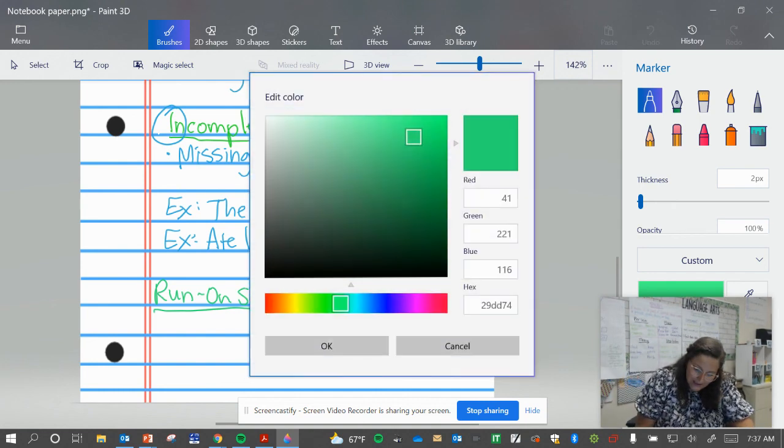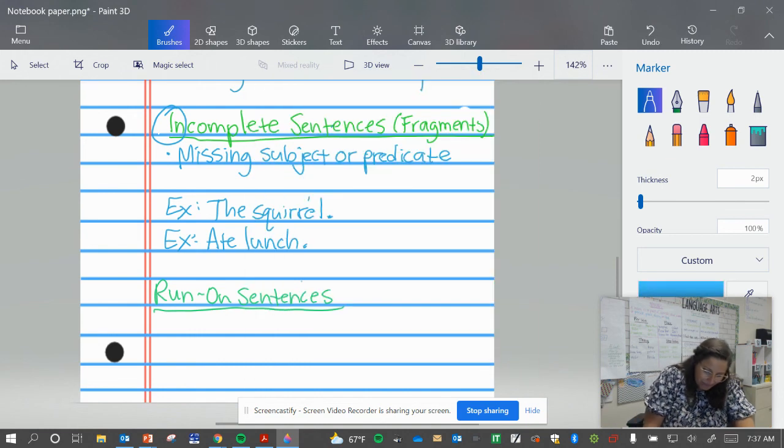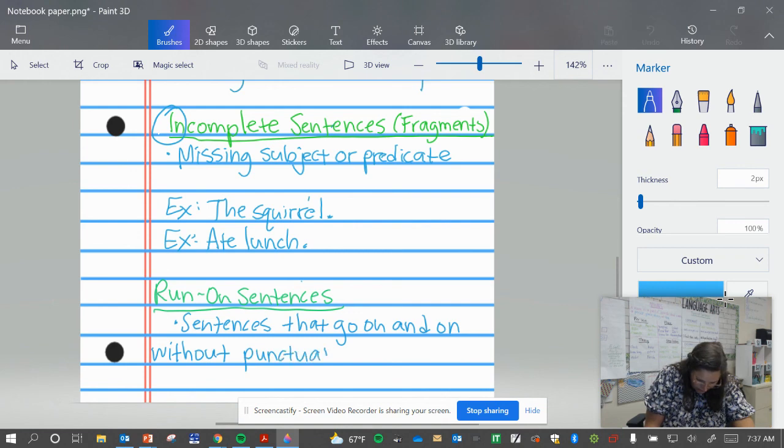So run-on sentences are sentences that go on and on without punctuation. Okay, without punctuation. So if I stick some punctuation in there, then it becomes two separate complete sentences.